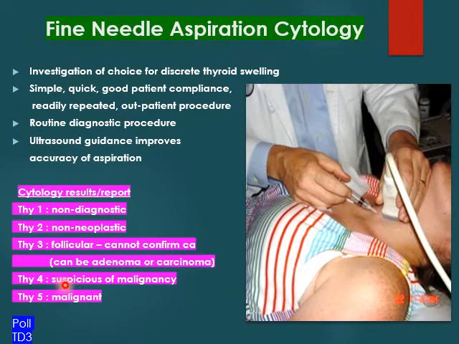Okay, fine needle aspiration is the investigation of choice for discrete thyroid swelling. It's simple, quick, has good compliance, is readily repeated and is an outpatient procedure. It is a routine diagnostic procedure for thyroid swellings, and when done under ultrasound guidance it improves the accuracy of aspiration.